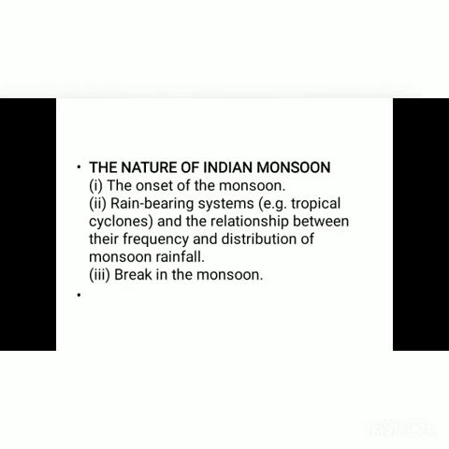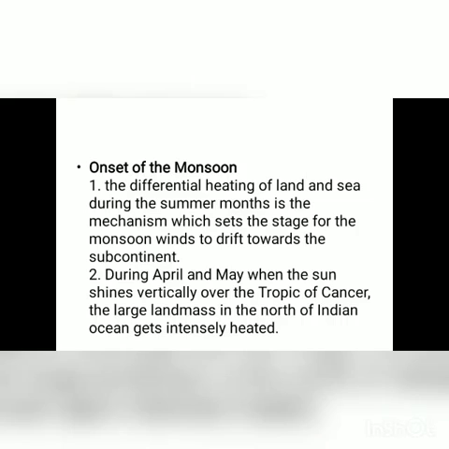Today I am going to explain some topics of this chapter. The first is the nature of the Indian monsoon. We have seen different kinds of nature of the Indian monsoon, and I am going to explain about the nature. The first, the onset of the monsoon. Second, rain-bearing system, tropical cyclones, and the relationship between their frequency and distribution of monsoon rainfall. And the third is break in the monsoon.